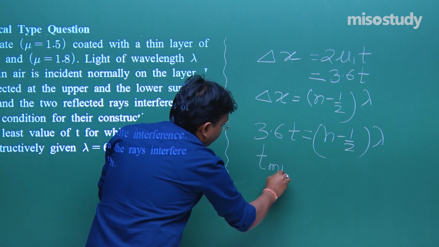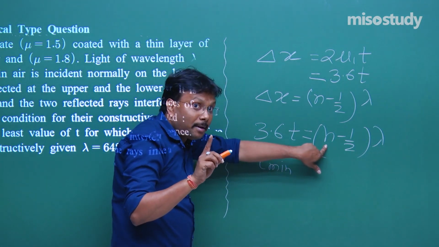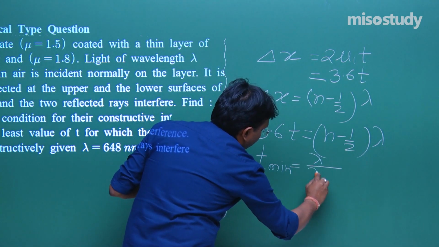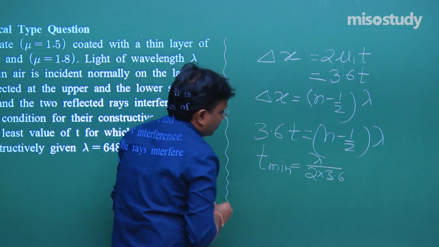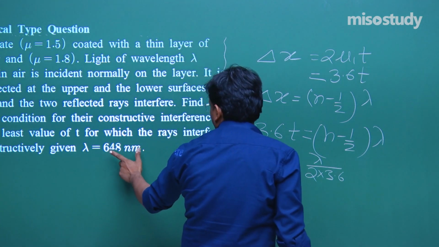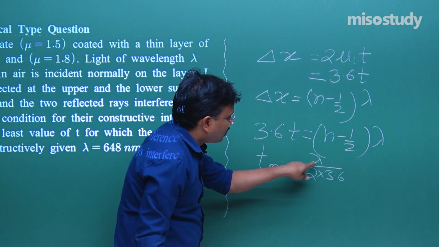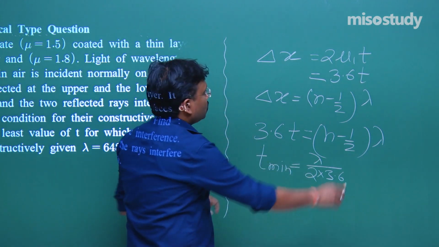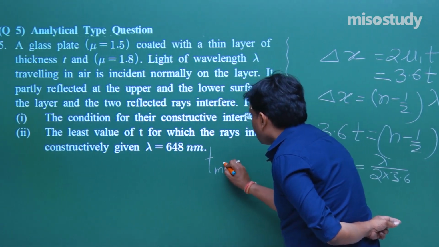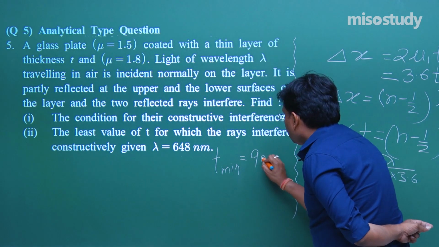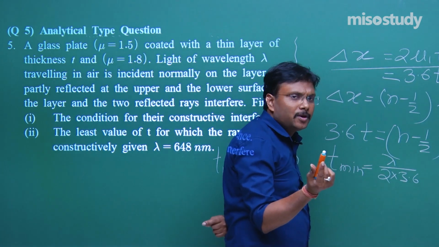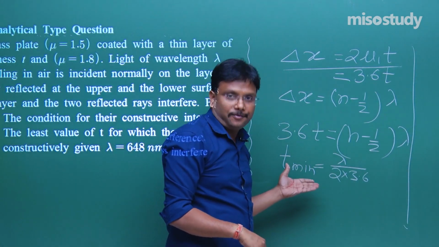So T minimum, minimum means n value is minimum. For that n value, you can say T is lambda upon 2 into 3.6. The lambda value is given and you can easily find out, 648 nanometer. So put 648 nanometer and solve it, you will get T min is equal to 90 nanometer. So once we use this formula for thin films, we know the path difference.